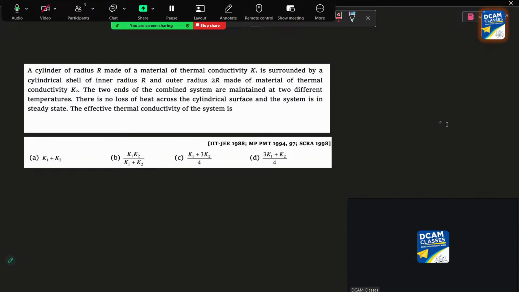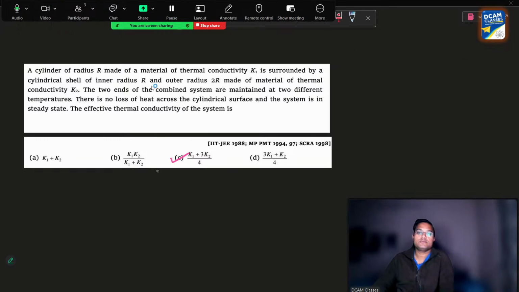Sir, option C. Let's see, wait, check. Correct way. Now you have understood actually how to solve series and parallel questions. Now let me move on to the next concept.